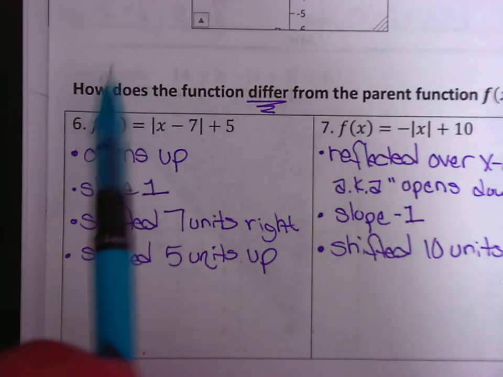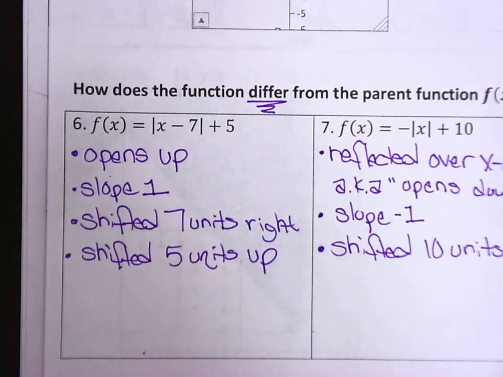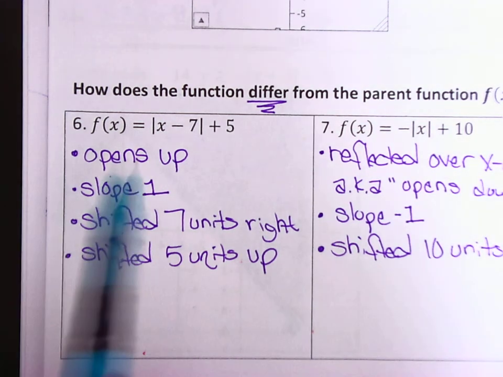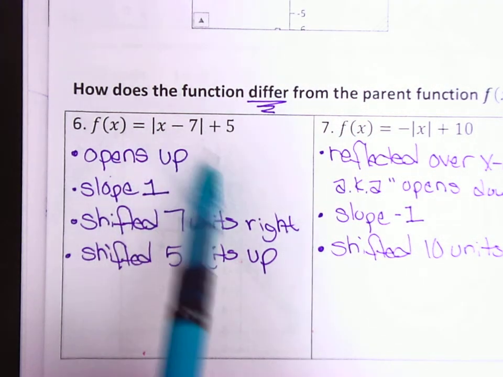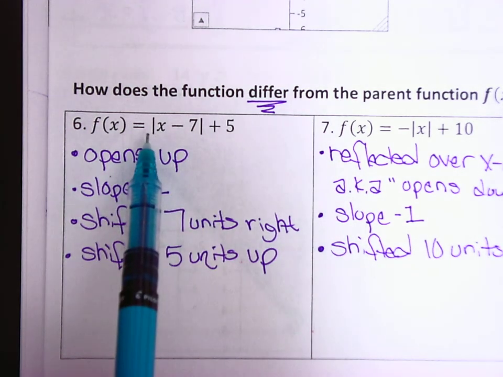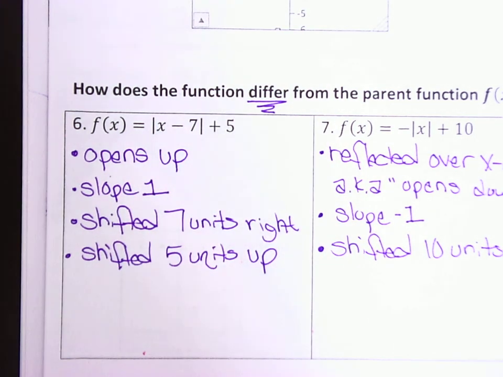Now it does say explain how the functions differ from the parent function. I wrote everything, but most students, I realized, read the instructions and just put the differences, which is great, and I appreciate that. But if you didn't, you wrote everything, that was fine too. So here's what we have. We have a positive absolute value graph that opens upwards, a slope of 1, because there's no other number here in front. It's going to be 7 units shifted to the right and moved 5 units up based on this plus 5.